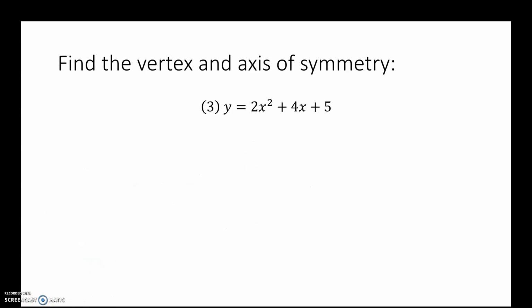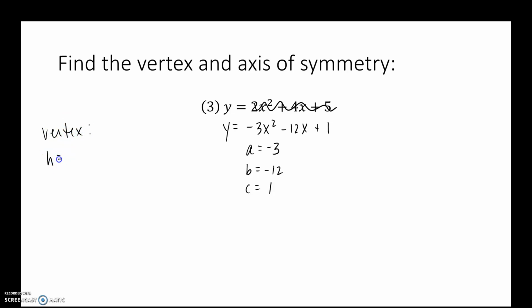Oh, I kept that one the same. Sorry about that, I copy and pasted and never changed the problem. So change number 3 to y is equal to negative 3x squared minus 12x plus 1. Okay, so looking at this quadratic, my lead coefficient is negative 3. My value of b is negative 12. My value of c is positive 1.